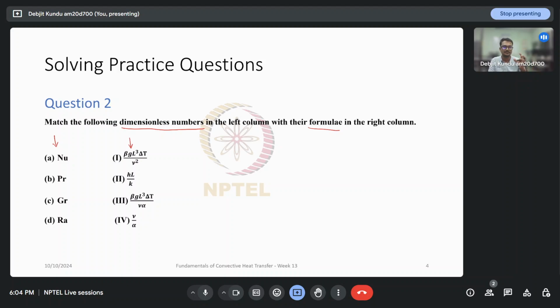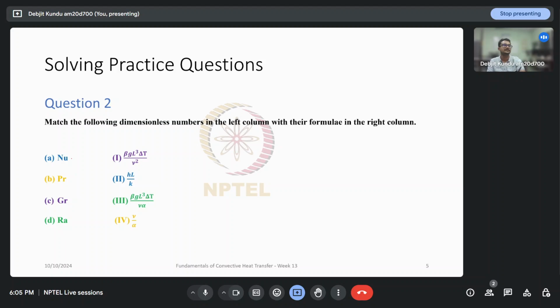Different combinations of these dimensional quantities will give us some dimensionless numbers, which become important for different cases which we studied. Here is a list of those numbers: Nusselt number, Prandtl number, Grashof number, and Rayleigh number. You have to match them with the correct corresponding formula for each of them. So let's take a look at the solution.